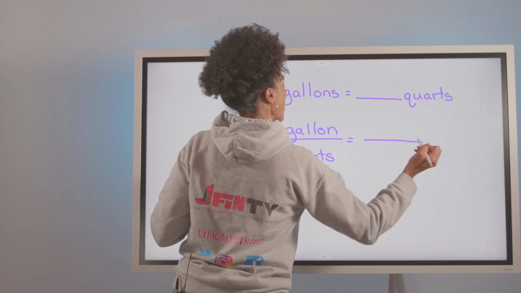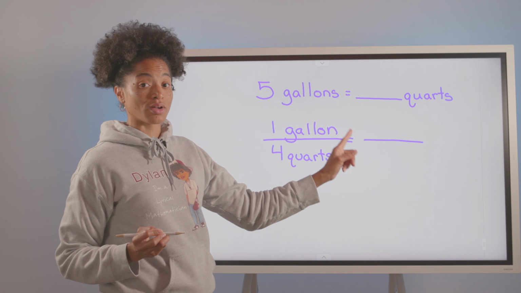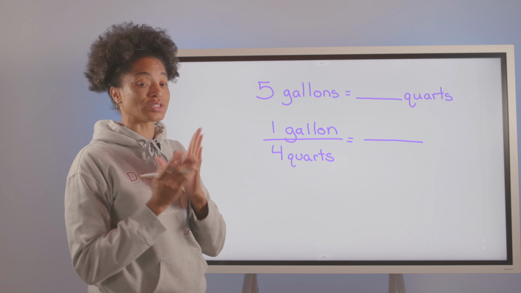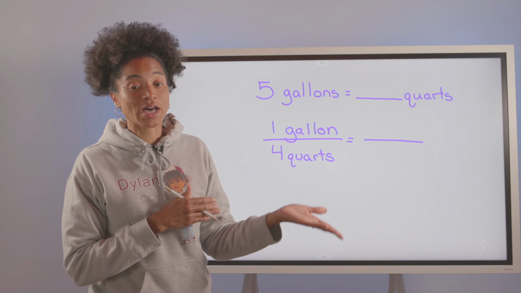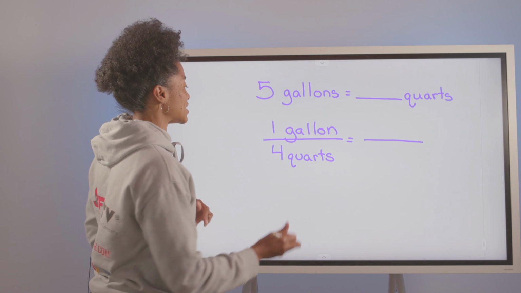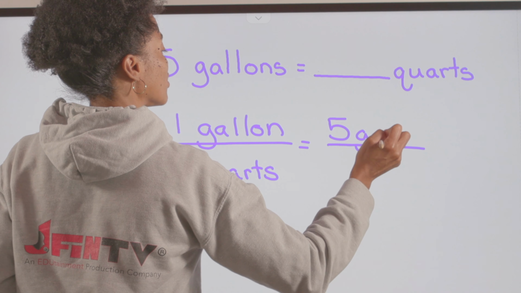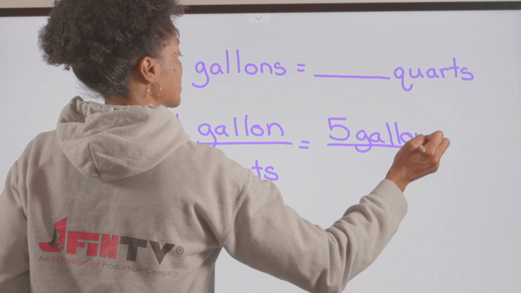We're going from what we know to where we want to go. Go from what you know to where you want to go. So we want to go to 5 gallons equal to some amount of quarts. We notice that gallons are in the numerator here, so we need gallons in the numerator here. 5 gallons, you're going to have to go at the top.